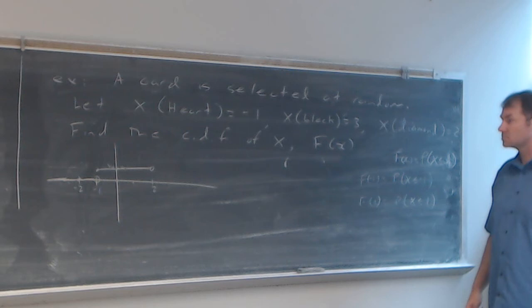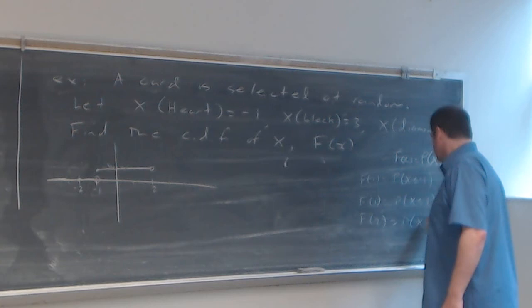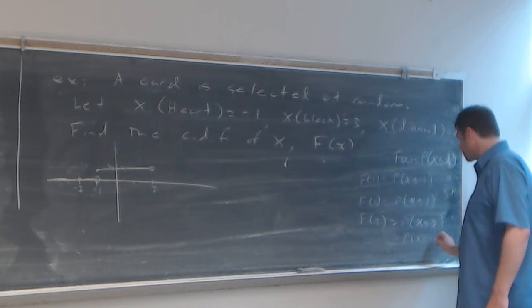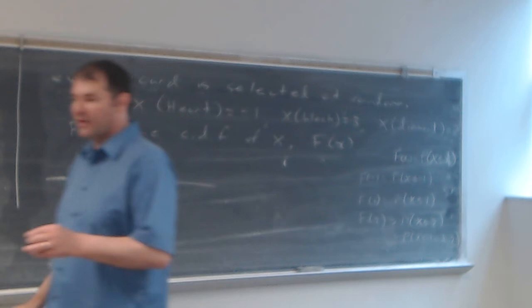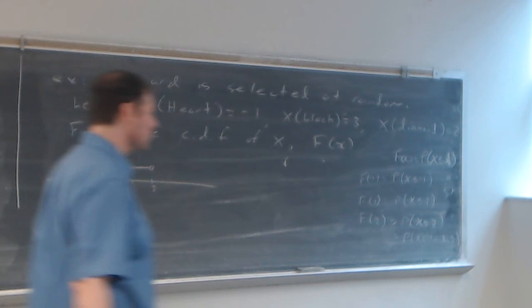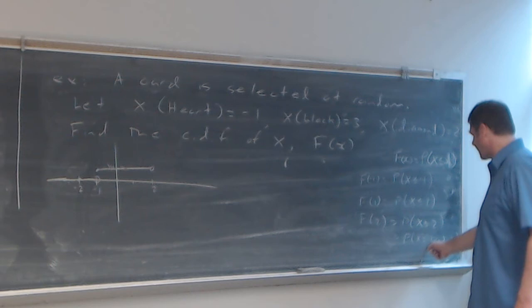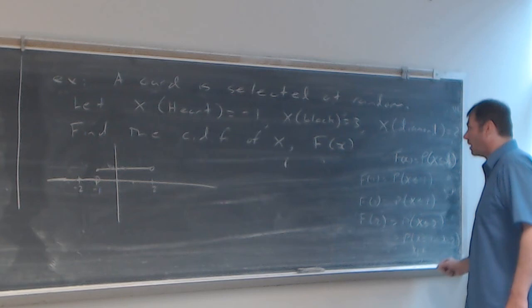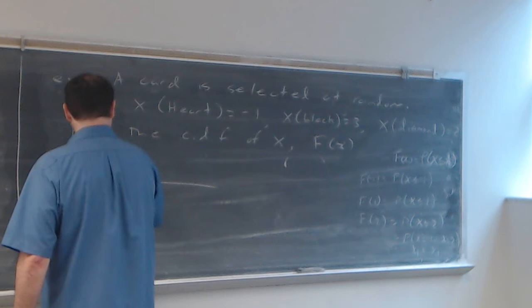If I were to ask what's F of 2, well, that's the probability that X is less than or equal to 2. It's the probability that X is equal to minus 1 or X is equal to 2, because those are the only output values that are less than or equal to 2. Those are disjoint things, and so I add them together. X equal to minus 1 means you got a heart, that's 1/4 of the time. And X equal to 2 means you got a diamond, that's 1/4 of the time. So it jumps up to a half here, and it stays a half all the way.